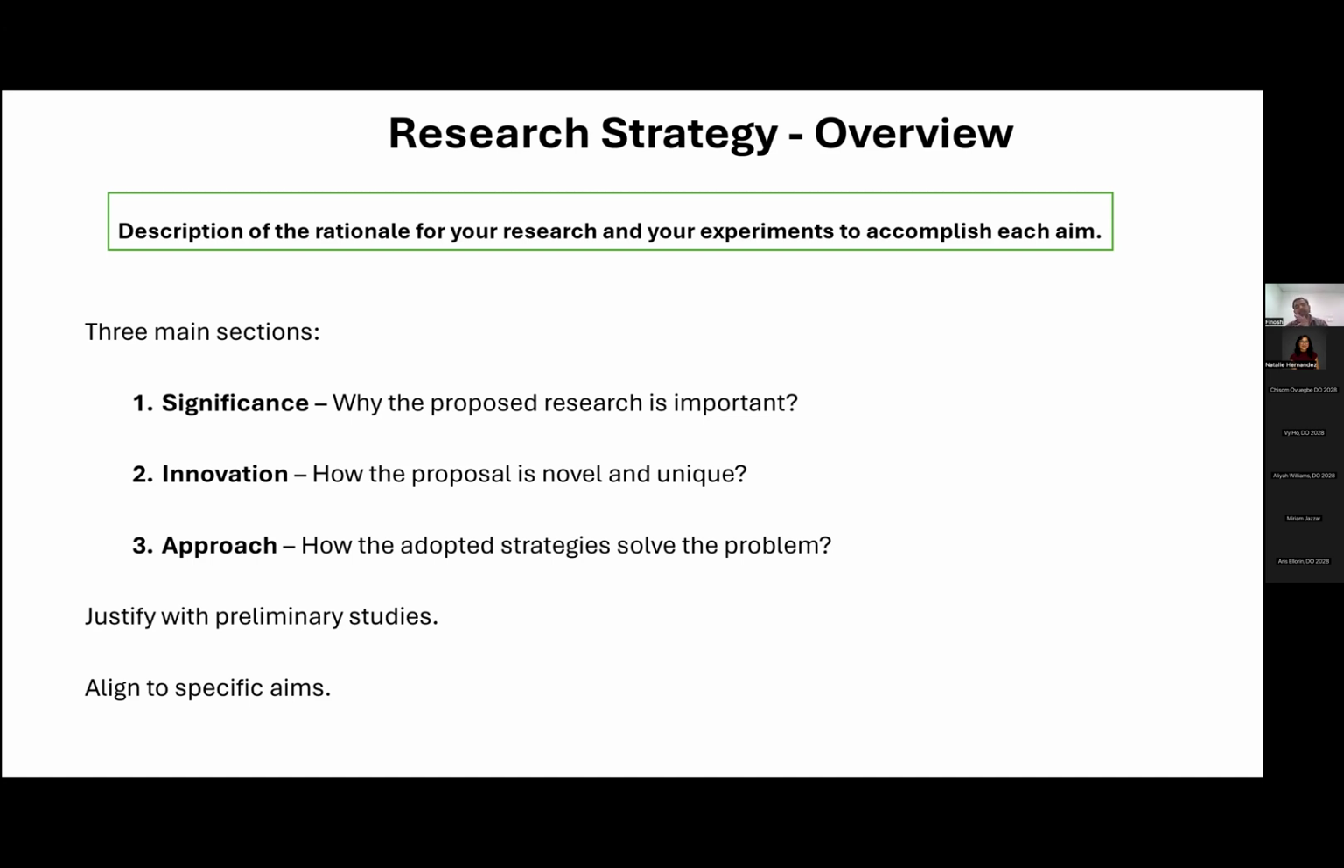These are the review criteria. Basically, 3 major sections compose our research strategy. First of all, the significance. The significance section should emphasize why this research is very important, how it is significant in the present scenario. Second one is innovation. Innovation needs to emphasize how the proposal is novel and unique, how our proposal is different from the ongoing studies or already completed studies. And the third one is our approach, and in what strategies we adopt to solve the problem or to answer our research questions. And we need to have strong preliminary data to support all these 3 components, and definitely it has to align with our specific aims.